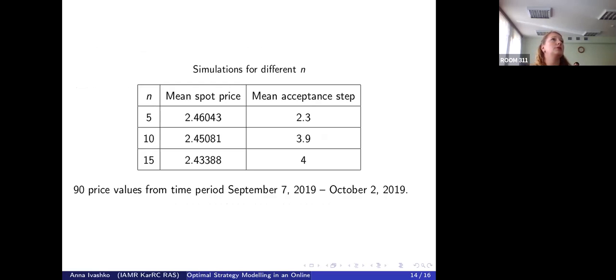For this example, we see simulation for different numbers of steps. The second column is the mean spot price for different n, and the third is the mean acceptance step for this time period.